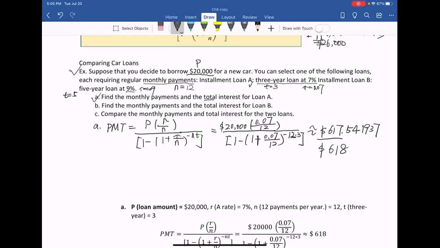Also, the question asks us to find the total interest for loan A. The interest I equals PMT, the fixed amount of money you pay every month as an installment. That also we need to times 12 because this is per month. There are 12 months a year and also need to times 3 years. So we use a calculator to find it.